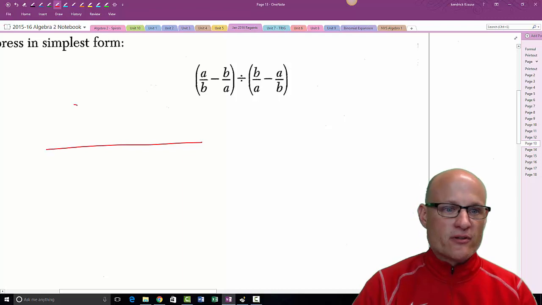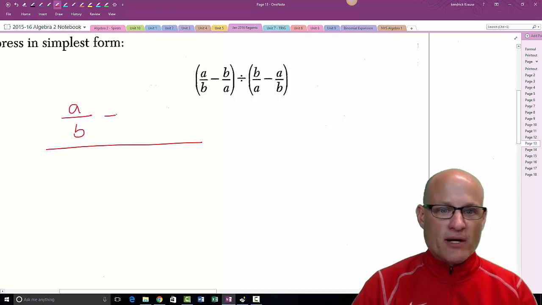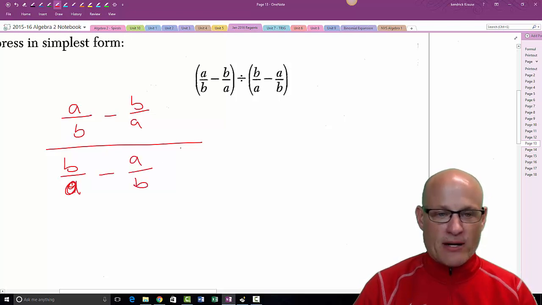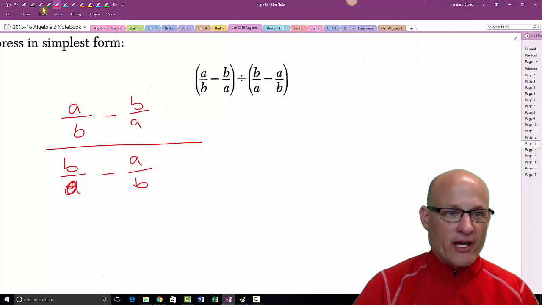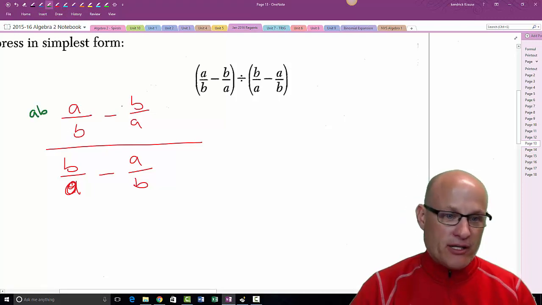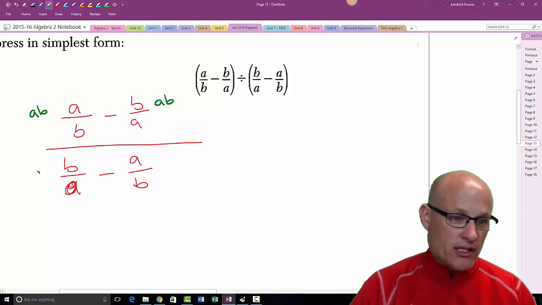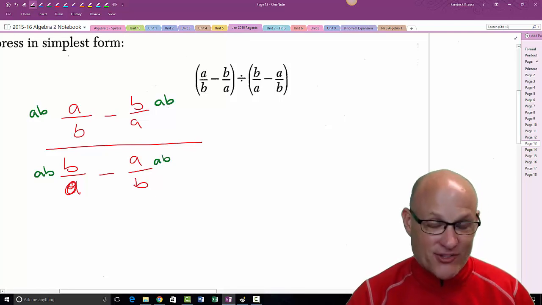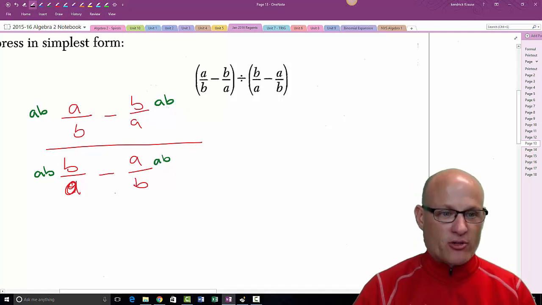This is just this. A over B minus B over A, divided by B over A minus A over B. Now, some idiot probably put negative 1. I'm going to punch him in the head. Common denominator is AB, so I'm going to put an AB next to every one of these. AB, AB, AB. There's other ways to do this problem. I'm going to arrive at some answer. If you arrived at the same answer, mathematically correct, you'll be okay.